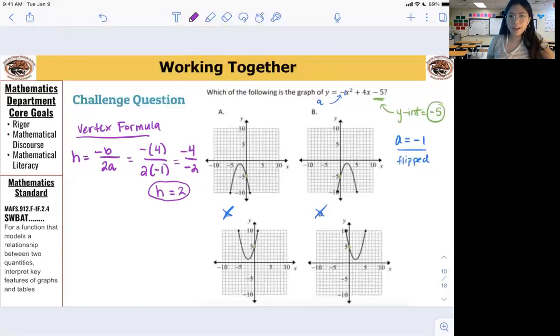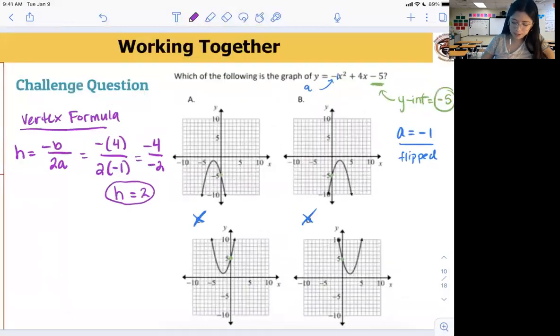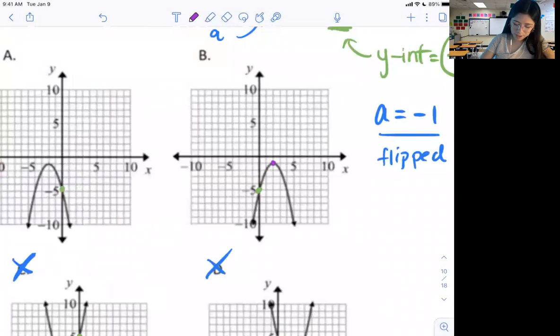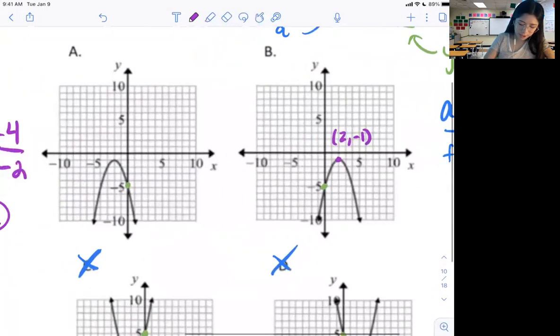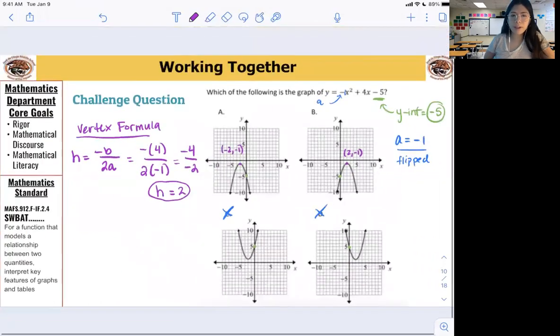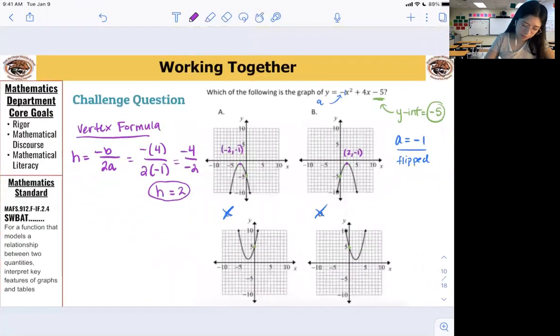Now I can go plug it in, but I can already tell it's going to be B because when I look at B right here, this is 2, -1. When I look at A, this is -2, comma -1. So I already know it's going to be B, but let me go ahead and plug it in just to know for sure.